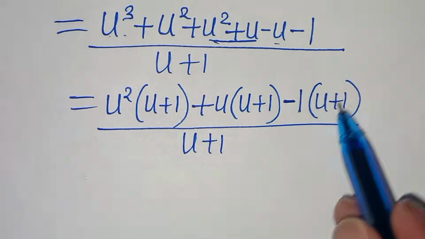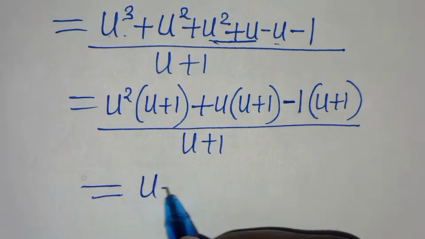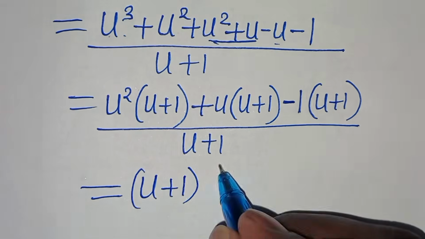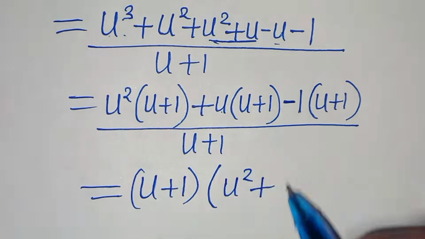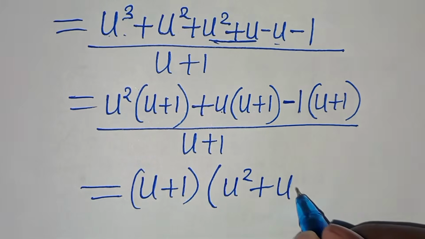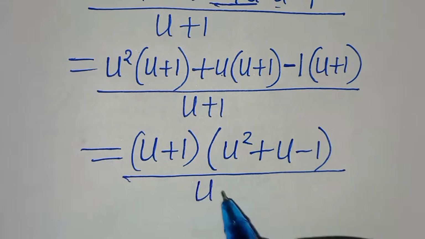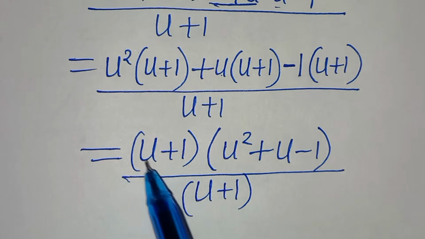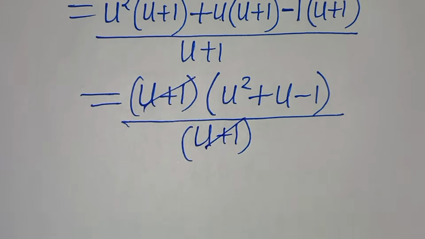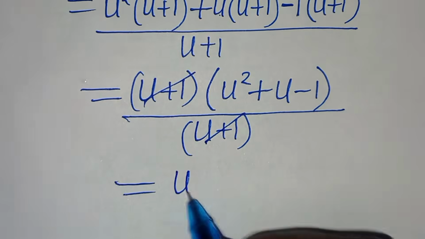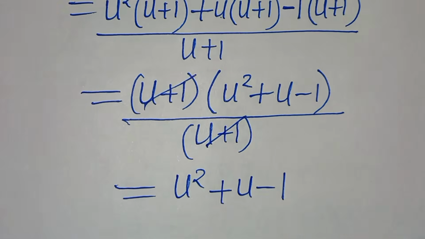If you check the numerator here, u plus 1 is common, so we can factor out u plus 1 into the parentheses. This is u squared plus u, subtract 1, everything here divided by u plus 1. So u plus 1 and u plus 1 here can simplify, so that now here we have u to the power of 2 plus u minus 1.